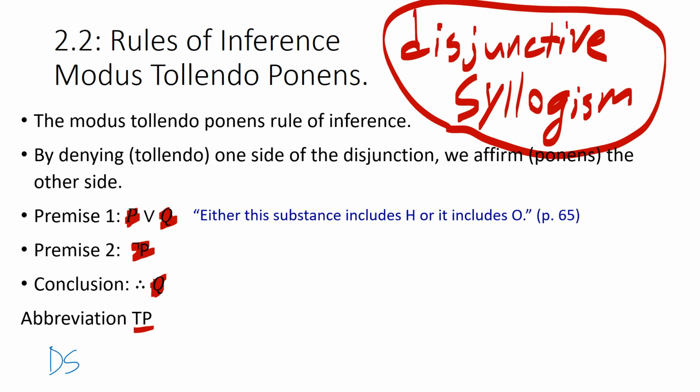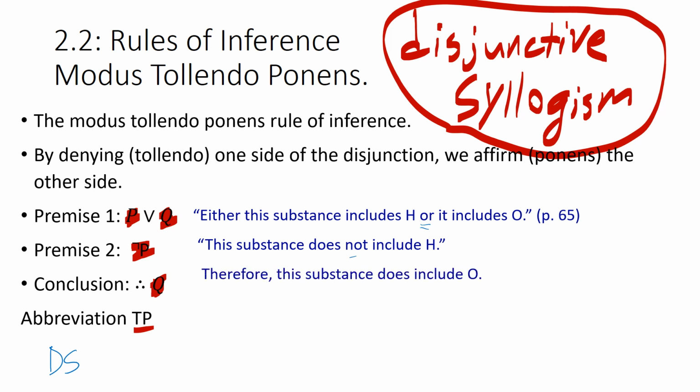Here's an example from the textbook, page 65. Either the substance includes hydrogen or it includes oxygen. Second premise, this substance does not include hydrogen. Conclusion, therefore the substance does include oxygen.